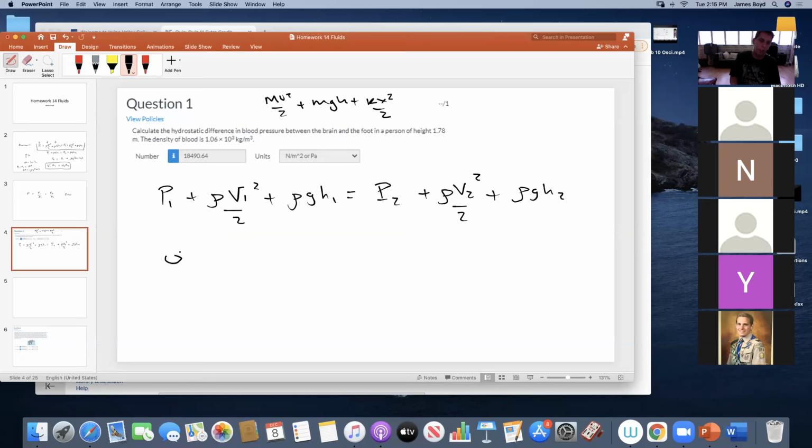Now, what are our points here? Well, our points are a person, and H2 and H1 will be the brain and then the foot. Actually, let me do this, because the way I read the question it's down. So H1, if we assume H positive upward, is 1.78, and H2 is 0. Now, this is assuming that there's no volume change. Remember that V1 A1 is equal to V2 A2. So the area didn't change, and if the area doesn't change, then the velocity doesn't change.